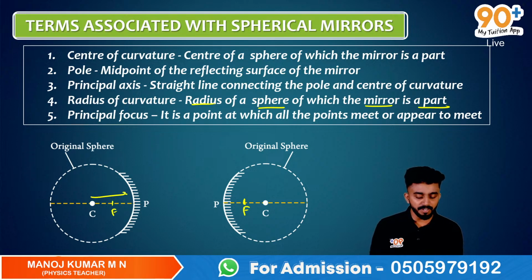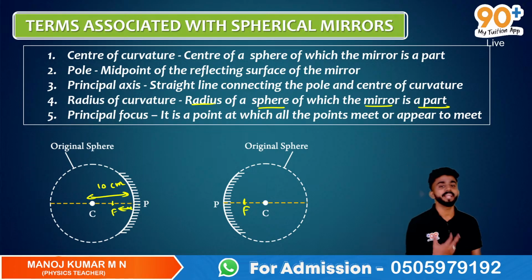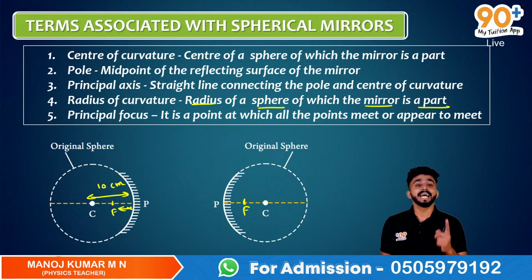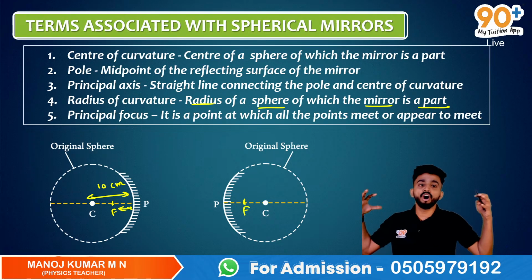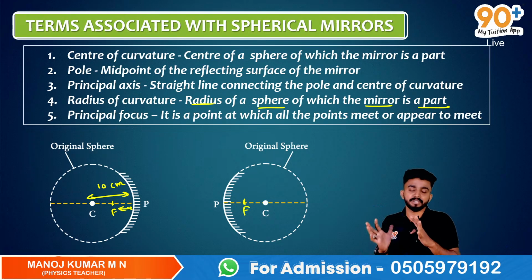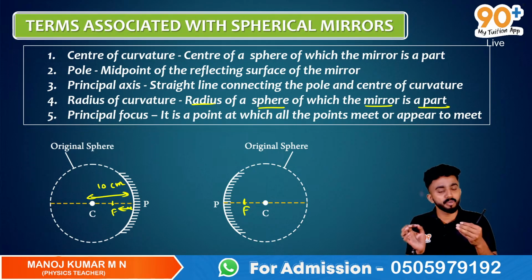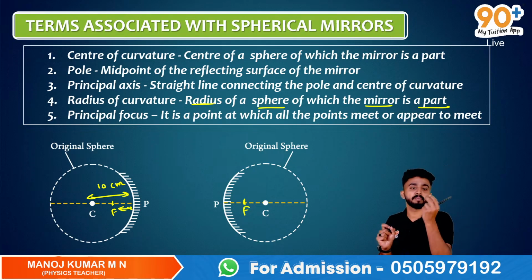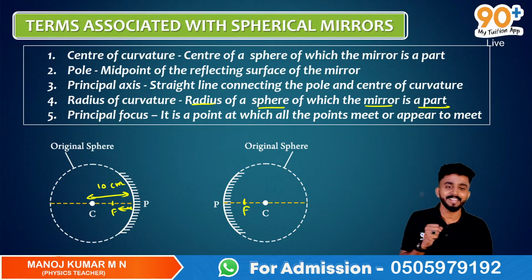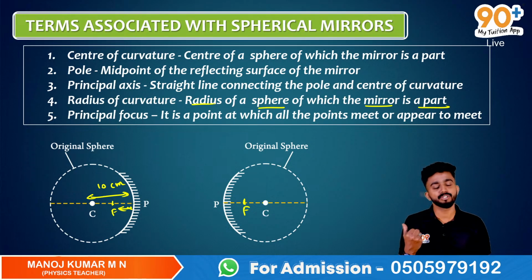Let's say the radius of curvature is 10 centimeter. Then we will have the principal focus at 5 centimeter. That is just the half of it. And what do we have at the principal focus? That is the point where all the rays will meet, or appear to meet, so that the image will be focused over there. So it is called the principal focus of a mirror.